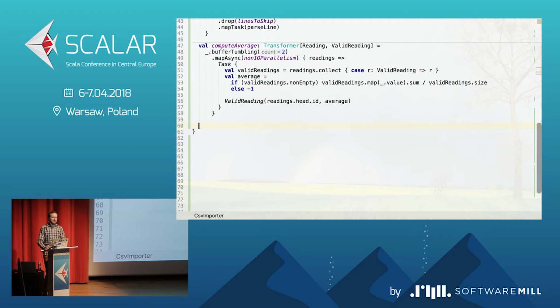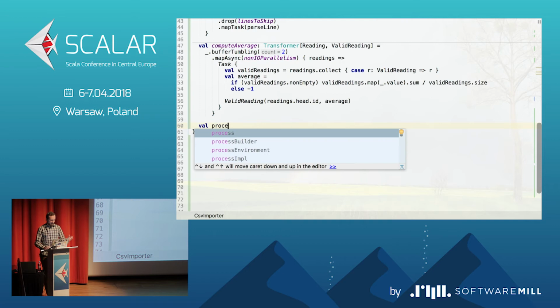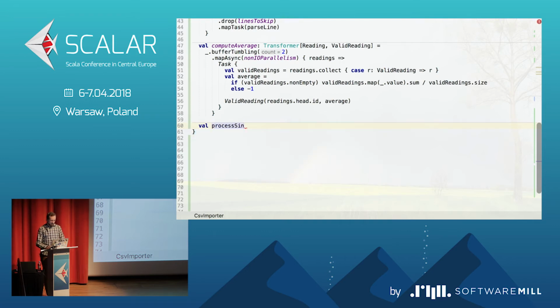So now, sometimes you may want to combine the smallest building blocks, like those 2 here, into a bigger one, so that it can be reused, and so that you don't have to repeat the 2 of them every time. So I'll just show how you can do it. It's pretty simple. We can call this transformer process single file.